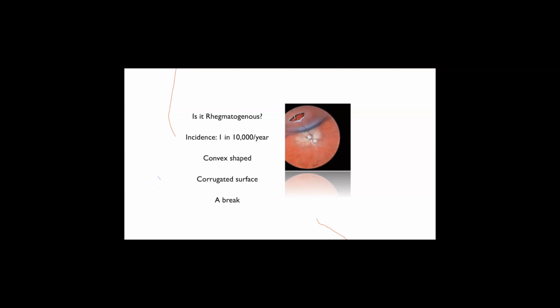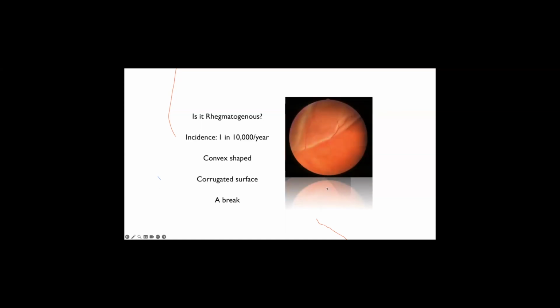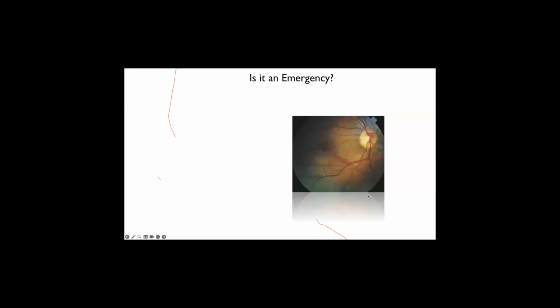So with regards to retinal detachment, there are a few things that we have to work out. Is it rhegmatogenous, in the meaning that is there a break? Okay, and we've gone through breaks earlier on when we talked about the U tears. The incidence is relatively modest, 1 in 10,000 per year. We normally have a convex shaped retinal detachment. It'll have a corrugated sort of appearance, okay? And like I said, there will be a break. And the break might be hard to find or it might be easy to find.